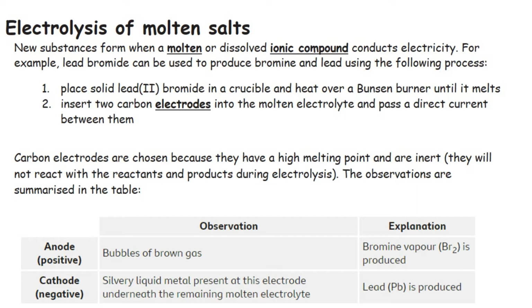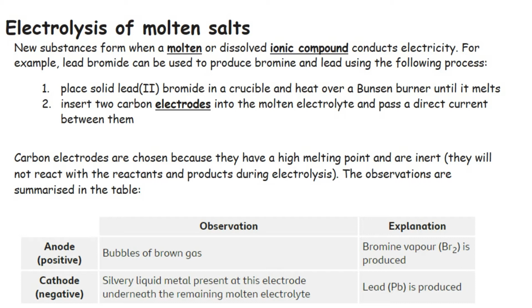Now we'll go through the examples. First of all, let's see the molten salts. As we know, substances when molten or dissolved in aqueous media conduct electricity. So an example is lead bromide. Place solid lead bromide in a crucible and heat until it melts. Insert two carbon electrodes into the molten electrolyte and pass a direct current between them.